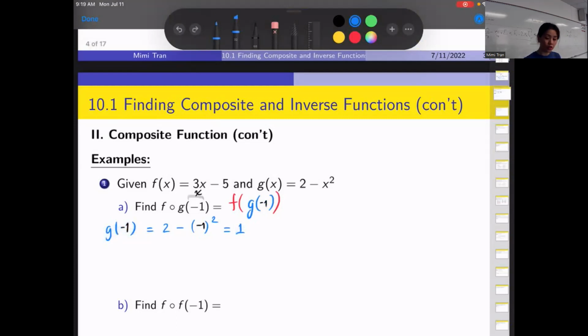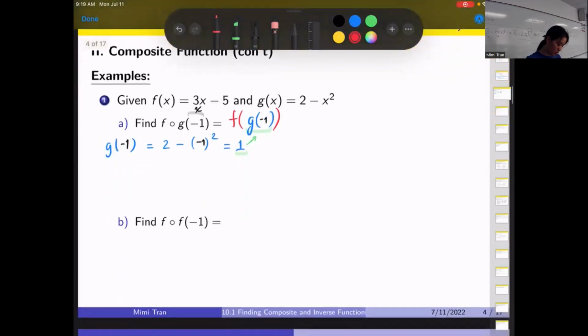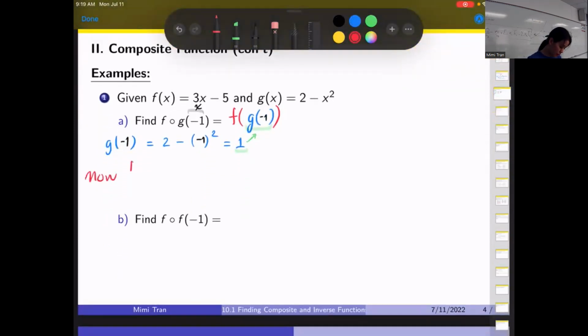And what do you do? You put that 1 into F. So this right here is equal to 1, and now you do F of 1, because F of G of -1 is F of 1. So what's F of 1? You plug into the machine F, which is 3 times something minus 5, and that something now is 1, because that's your new input. 3 minus 5 is negative 2.